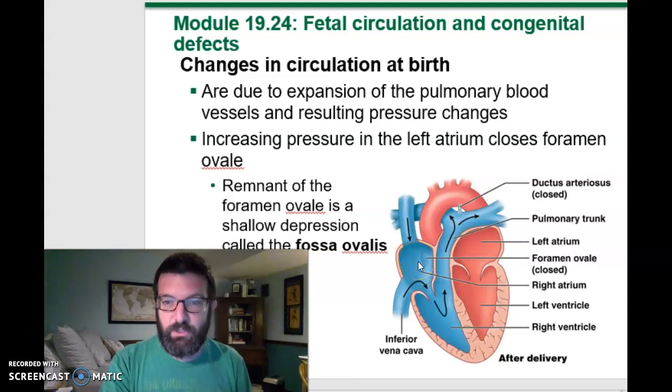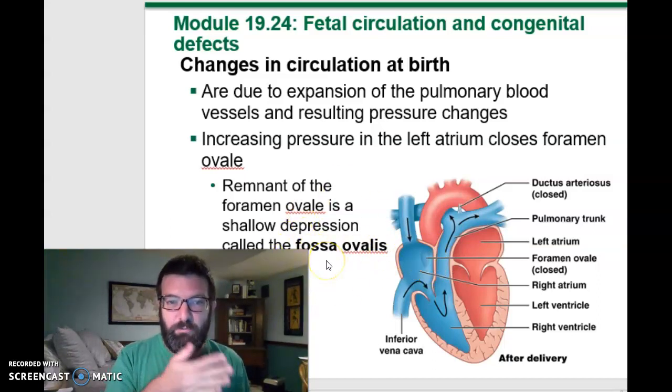And this clearly has to close when you're born, so that foramen ovale becomes a fossa ovalis. Fossa means like a depression.